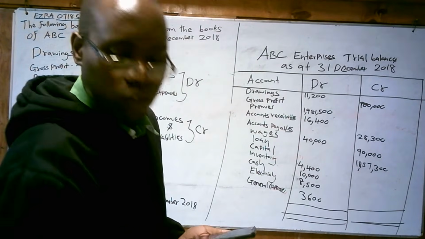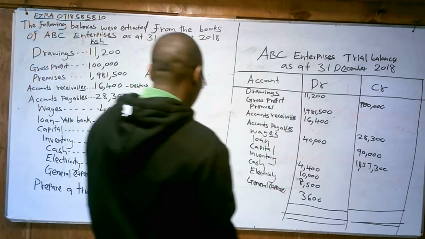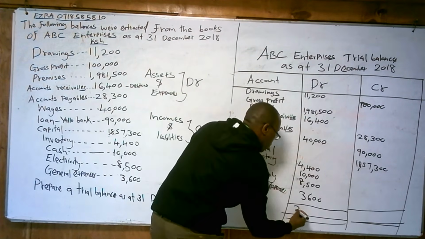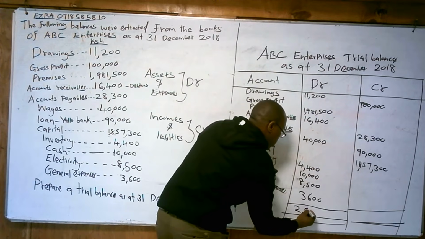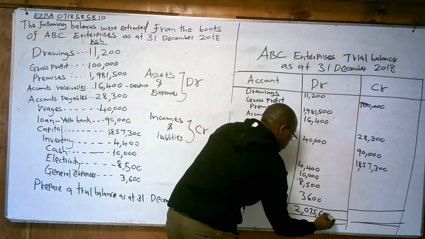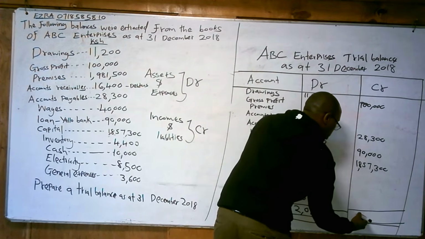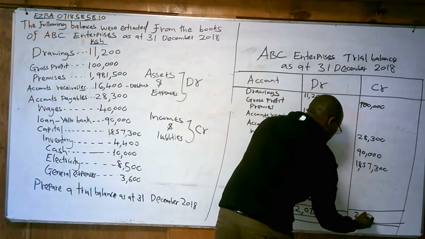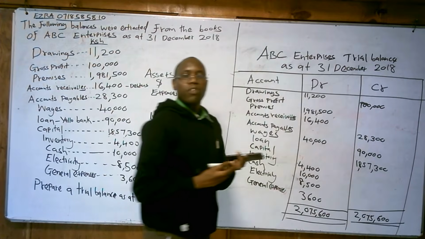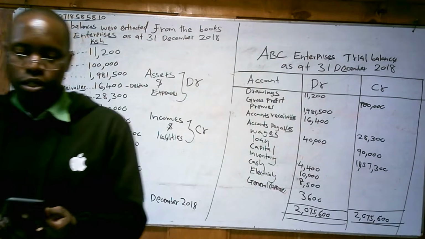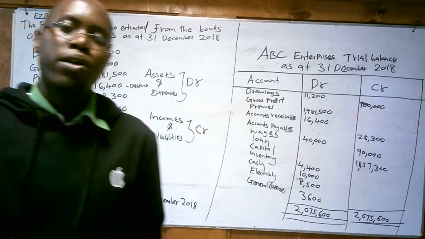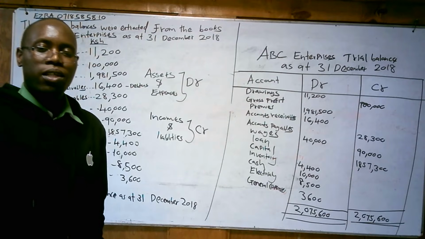So the trial balance is going to balance at this figure, 2,075,600. So now that's how it is going to balance in that particular manner. And when it is balancing, it means that we have placed those particular accounts on the side that they are supposed to be.